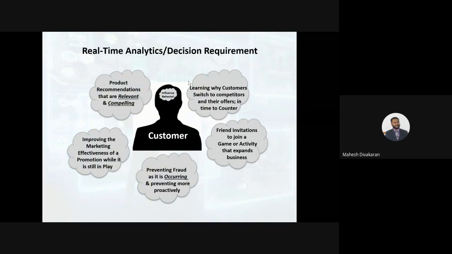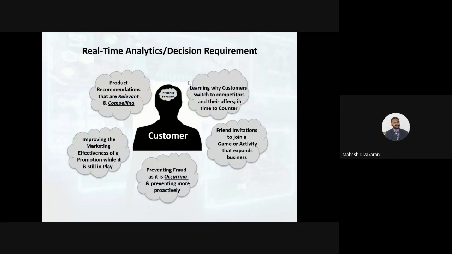Nowadays, initially the promotion was through TV ads, newspaper ads, or radio ads, so everyone saw or listened to the same promotions. But now it has changed. We have different promotions for different sets of customers, and based on the customers we give recommendations.